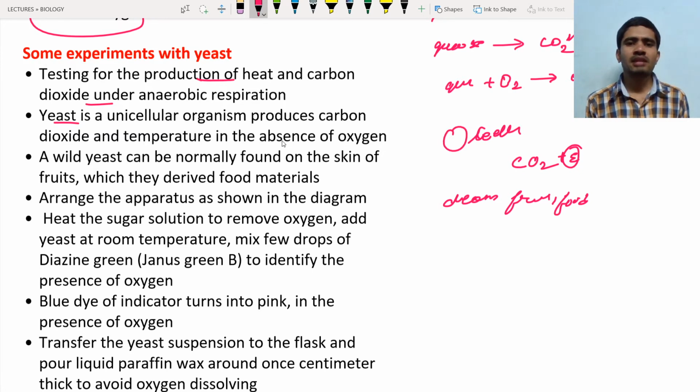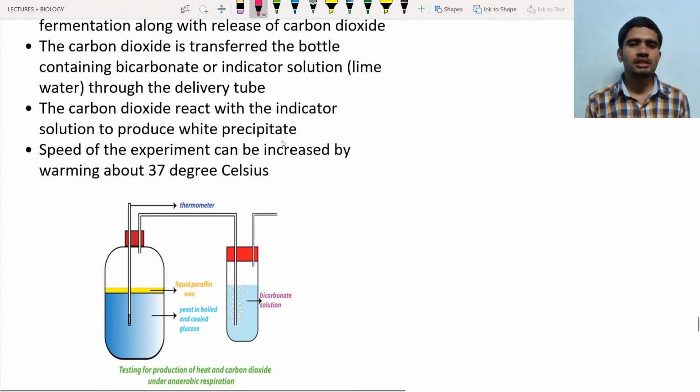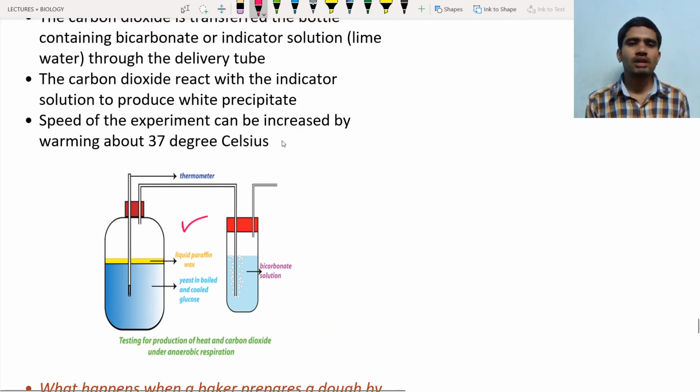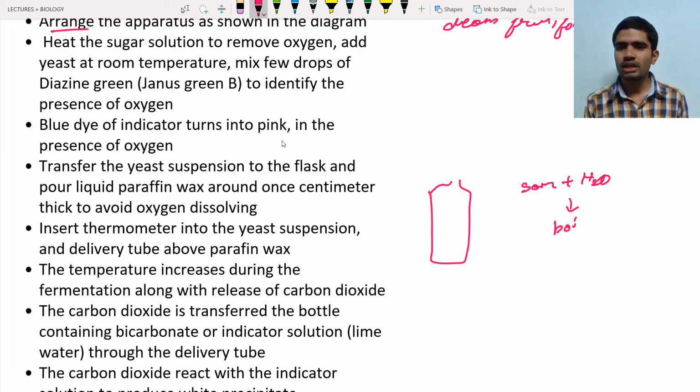Wild yeast can normally be found on the skins of fruits, and we have to arrange the setup for the experiment. This is the arrangement of the setup. First, you have to take one flask that can be used for the experiment, and you have to boil the sugar. Take some sugar plus water, which becomes a sugar solution, and boil it. If you boil it, what will happen? Whatever oxygen is present is going to be released out. Hence there is no oxygen in the glucose solution.